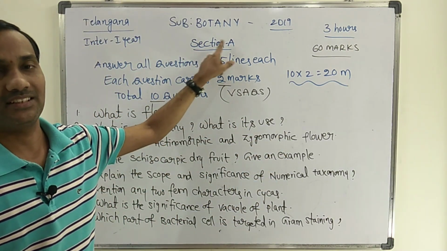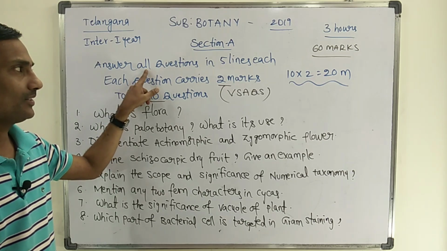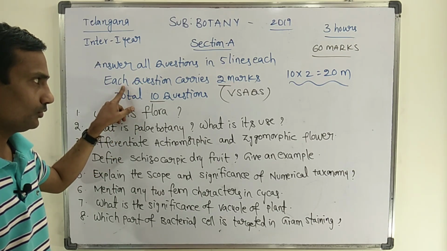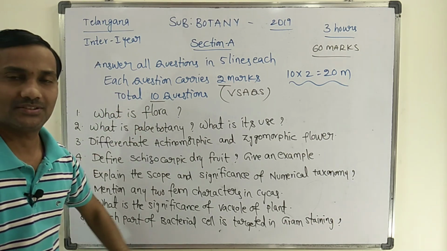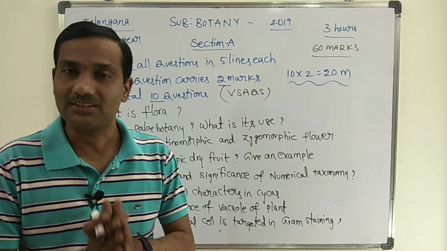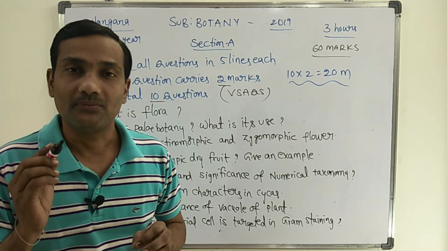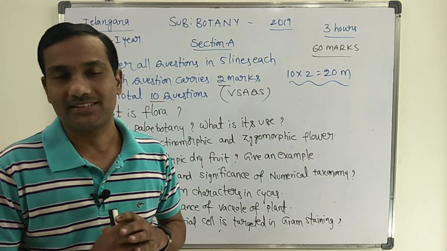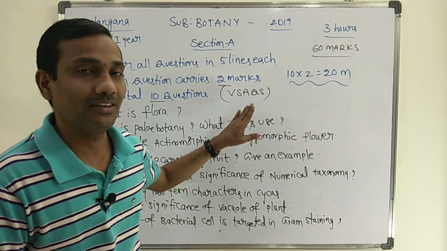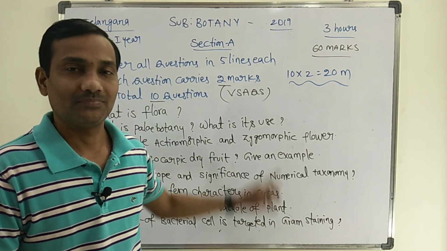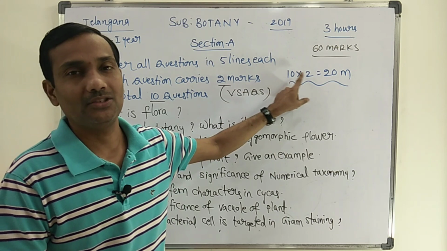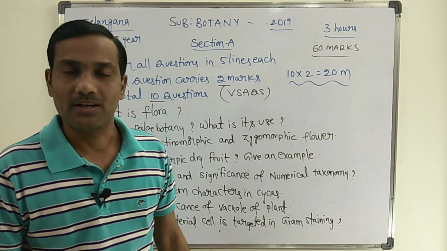The first section is section A. Answer all questions in 5 lines each. Each question carries 2 marks. There are a total of 10 questions in section A. For each and every question there will be 2 marks. There will not be a choice; no choice will be given for section A. You have to write all 10 questions. 10 into 2, 20 marks.